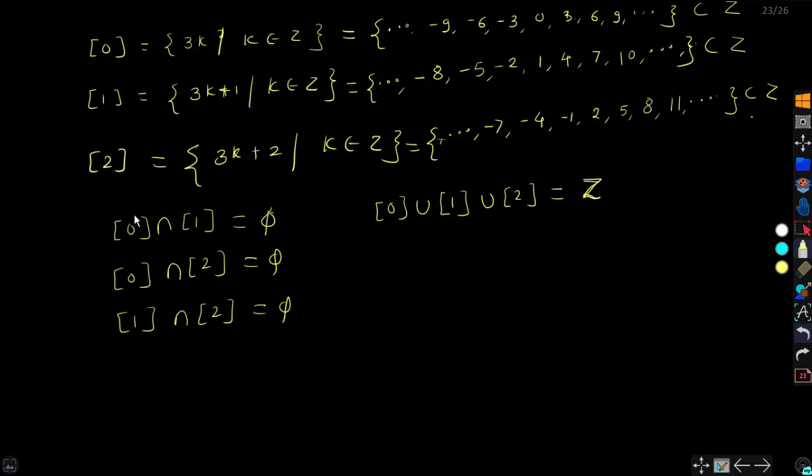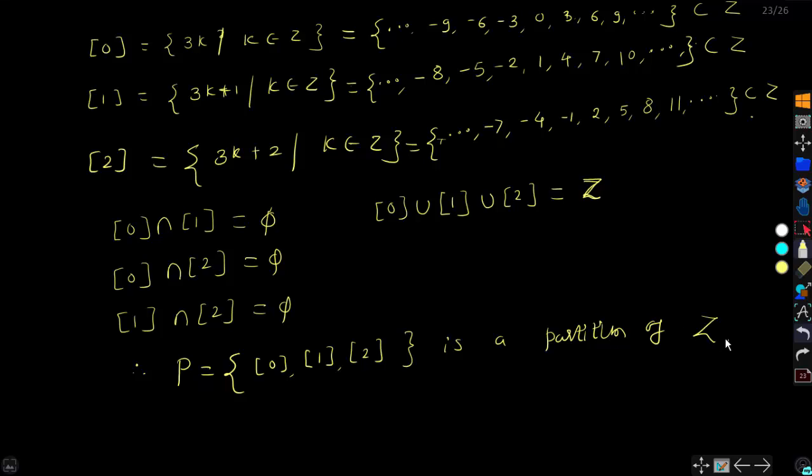So these partitions 0, 1 and 2, these equivalence classes are mutually disjoint. These are subsets of Z and whose union is Z. Therefore all these three equivalence classes give the partition of Z. So P is equal to the equivalence class containing 0, equivalence class containing 1, equivalence class containing 2, which is a partition of Z.